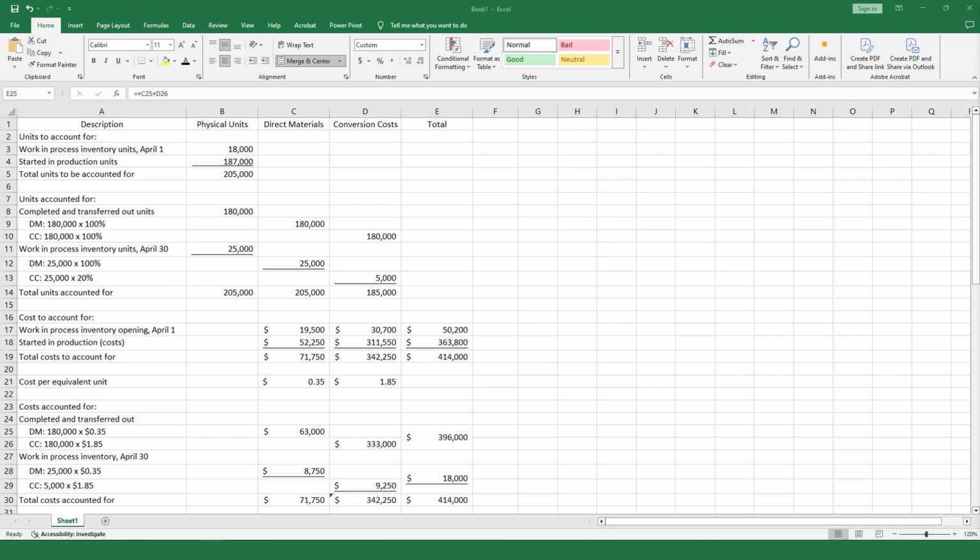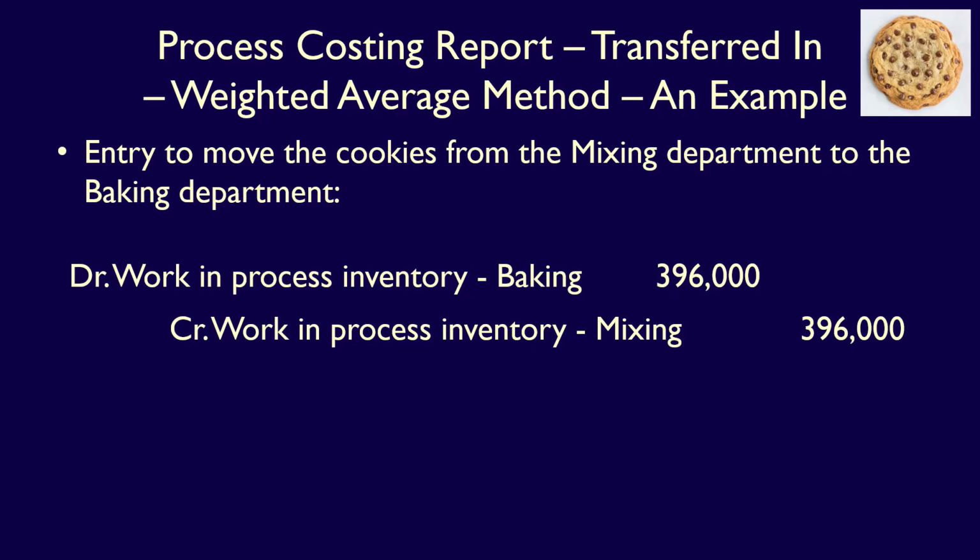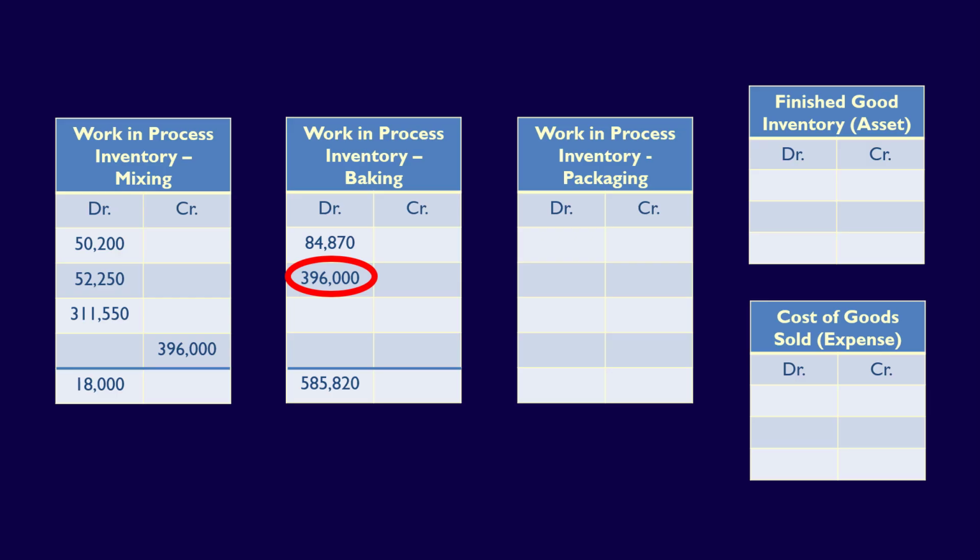Notice that the structure of this report is only for the first department in the manufacturing process. Once we've completed this report, we did an entry to move the costs from the mixing department to the baking department, a debit to work in process inventory, baking, and a credit to work in process inventory, mixing, for $396,000, which we calculated in our process costing report. After our entry, the work in process inventory baking department had an opening balance of $84,870 for the inventory, which was incomplete at the start of the period, as well as $396,000 transferred in costs from the mixing department.